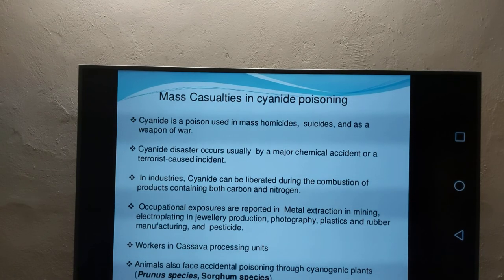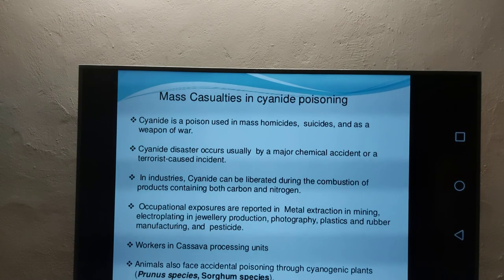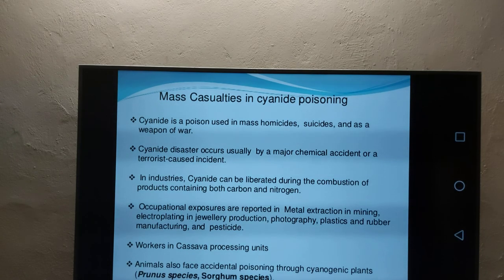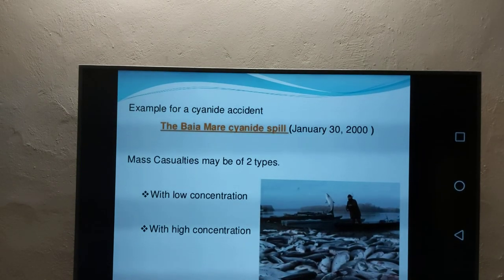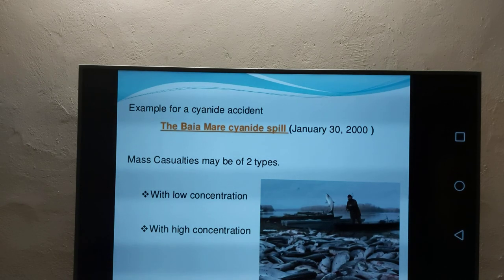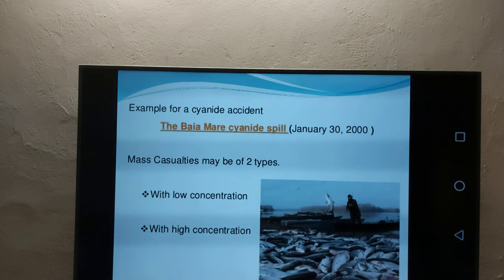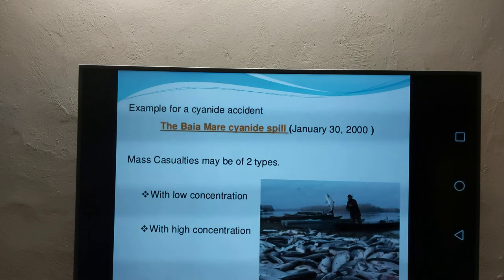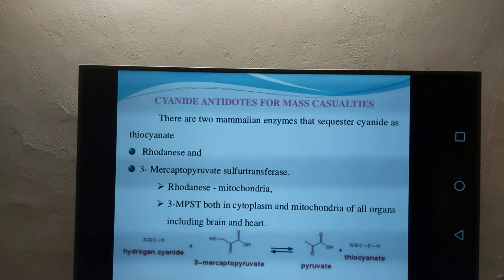There is a tendency toward suicide among those working in photography, metal gilding and plastics, because of the free availability of cyanide salts, that is potassium cyanide and sodium cyanide. Workers in cassava processing units are prone to suicidal or accidental poisoning. Animals also face accidental poisoning through cyanogenic plants, Prunus species, sorghum species. I told you that leaves of the papaya, leaves of the lotus and some other leaves contain cyanide in the form of glycosides. Example for a cyanide accident. Mass casualty may be of two types, with low concentration and with high concentration. Cyanide antidotes for mass casualties.